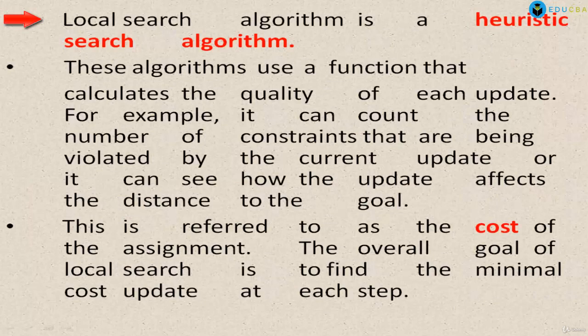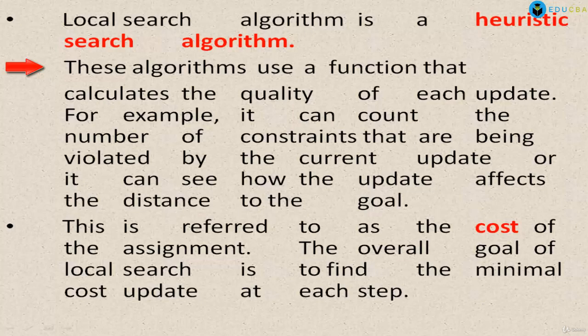Now what is that technique? It is a heuristic search algorithm. Now it is a type of heuristic search. These algorithms use a function that calculates the quality of each update. Now the heuristic search algorithm will use a function. We are basically defining a function on that, which is actually calculating the quality of each update.